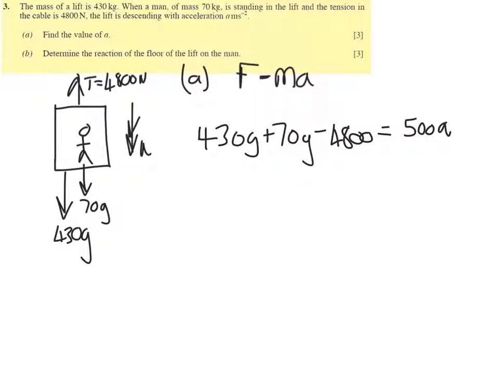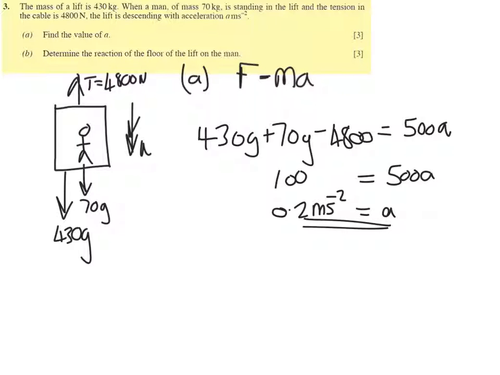Doesn't look like much before. Okay, so put that together. You've got 500G, take away 4,800. That should get you 100. That equals 500A. So the acceleration equals 0.2 meters per second squared. Done. 3 marks. Okay, underline it. Make sure you're giving your units.